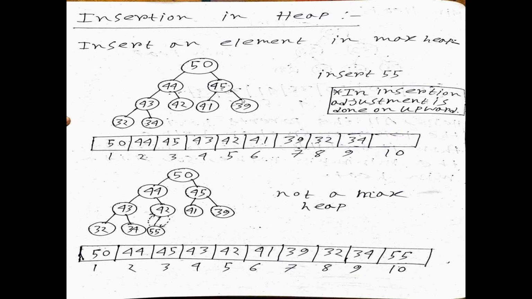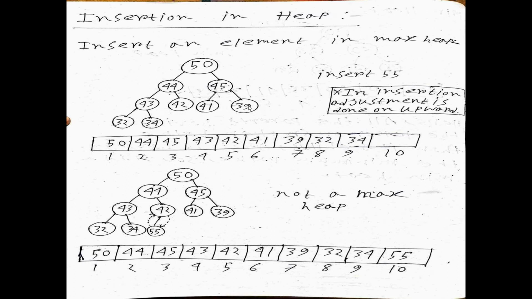Yes, 50 is greater than 44, 45. 44 is greater than 43, 42. 45 is greater than 41, 39. 43 is greater than 32 and 34. Yes, it's a max heap. Now, here we are inserting the 55. Insert an element 55 in this max heap.